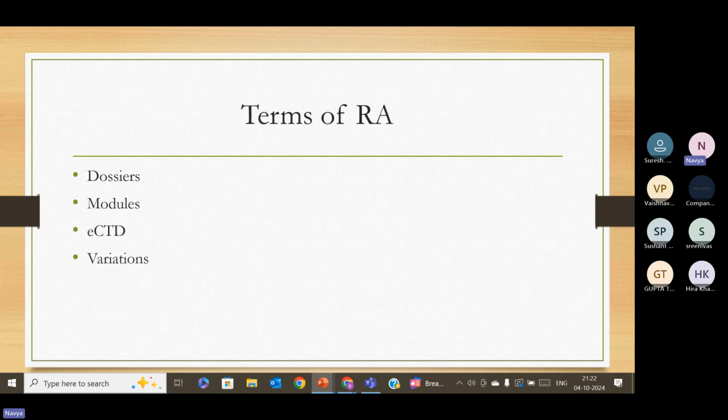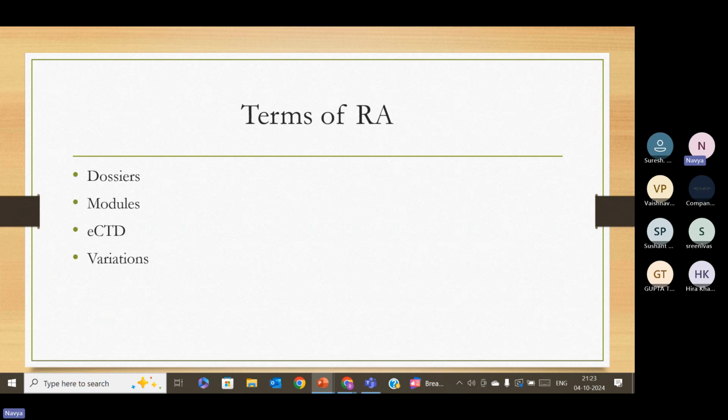So these are a few terms related to RA. Now, dossier. What is dossier? As RA professionals, we use the term dossier. Dossier is basically a file with the entire data of that particular active or that particular dosage form. It may be a tablet, it may be a paracetamol tablet. So that paracetamol tablet will have the entire data of paracetamol as well as the other formulations. So considering dossier in layman's language, it will be a file which includes the entire data about a particular dosage form.